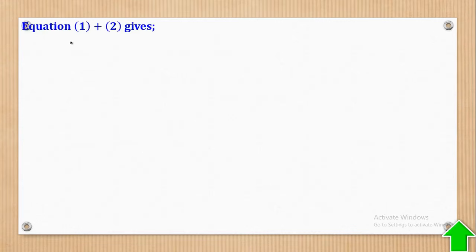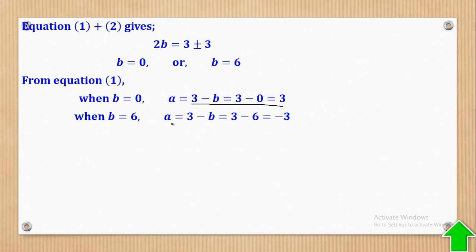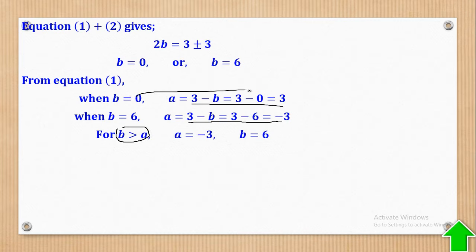So solving the two equations, I'll first add equation 1 to equation 2 to come up with that, meaning that b is equal to 0 or b is equal to 6. Therefore from equation 1, when b is 0, a will be equal to 3 minus b, which is 3 minus 0 to give you 3. And when b is 6, a will be equal to 3 minus b, which is 3 minus 6, and gives you negative 3. But remember, for a rectangular distribution, b must be greater than a. Therefore, if you compare this and this, it is impossible because b is smaller than a. But for this other pair, it is okay, meaning that a is negative 3 and b is 6.